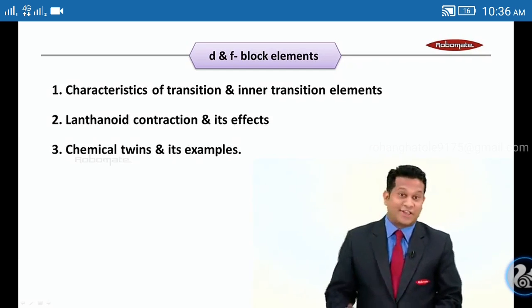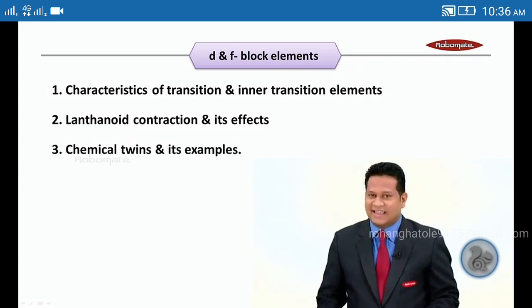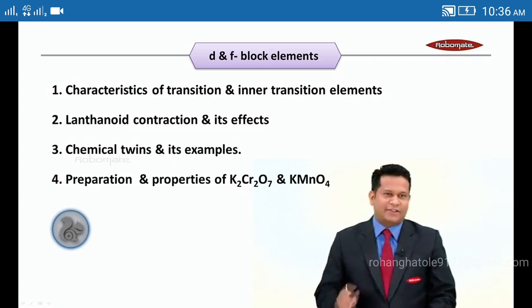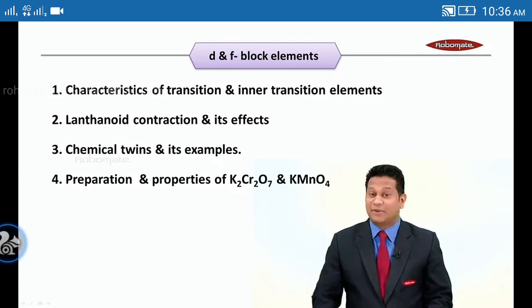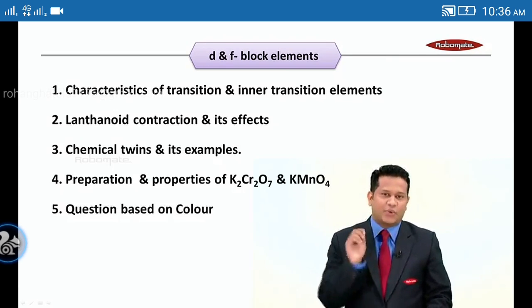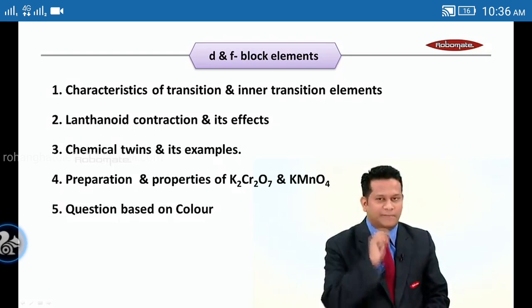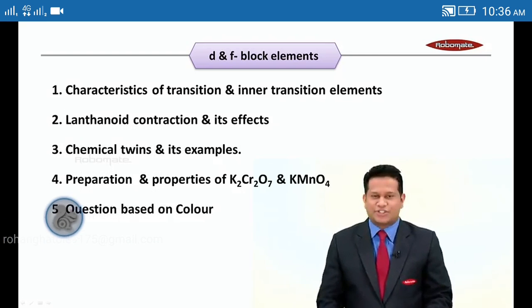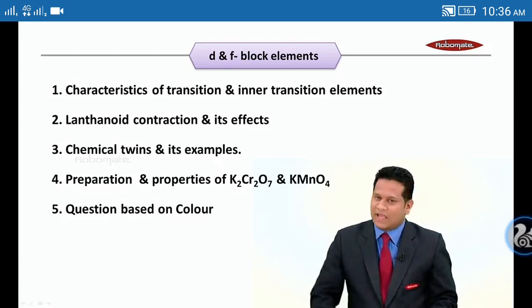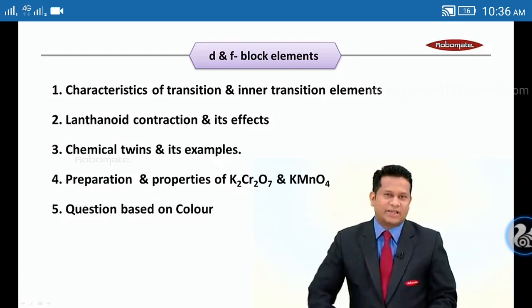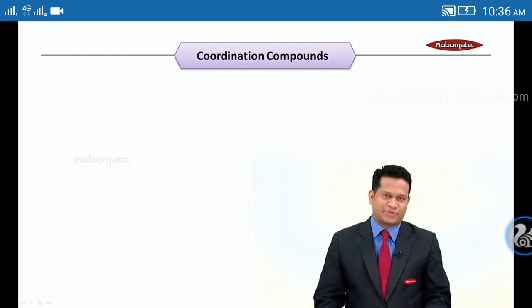The third important one is chemical twin and its example, followed by the preparation and properties of K2Cr2O7 and KMnO4, followed by the question based on color. So these are the 5 important questions from the chapter D and F block elements. Let's move ahead with the next one, that is coordination compounds.